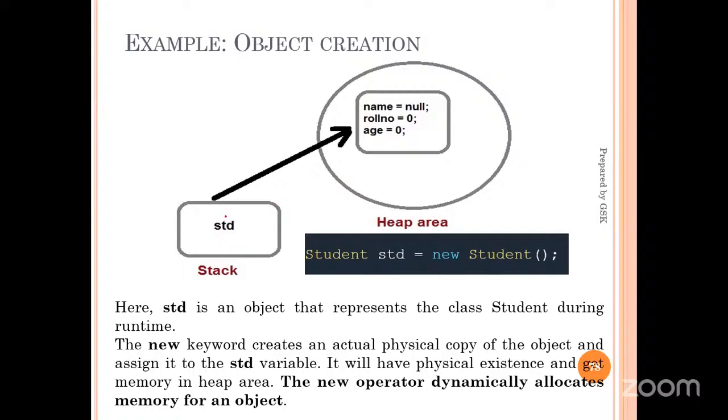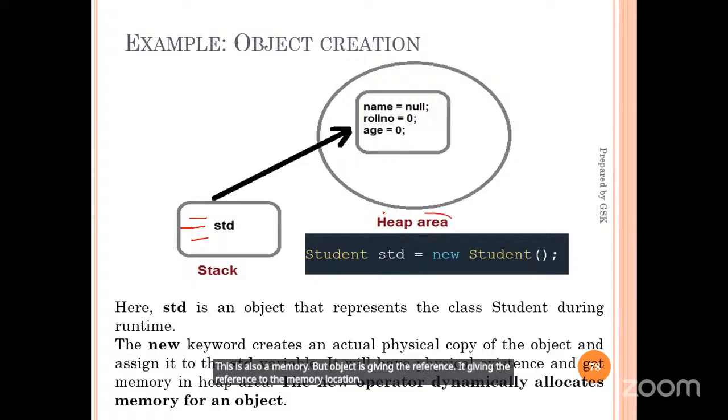Object doesn't store the values directly. We are not storing the values name, roll number, age within the box. This is also a memory, but the object is giving the reference. It gives the reference to the memory location where actual values are available in the primary memory or RAM. So this is the working nature of the object in Java.